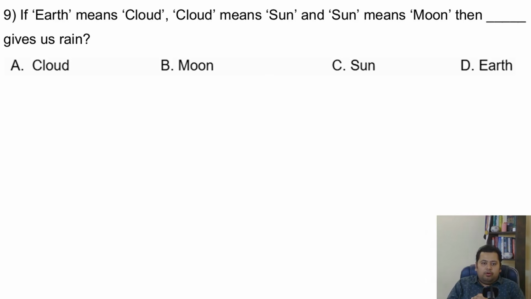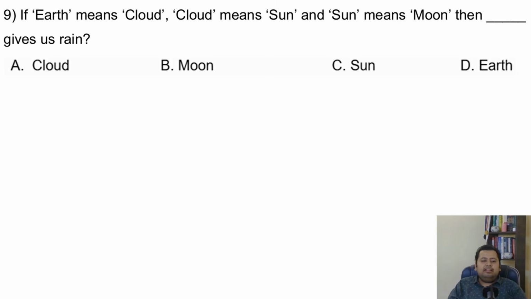If earth means cloud, cloud means sun, and sun means moon, right? Then dash gives us rain. So what gives us rain is what we first have to find out, and then understand what that is called as. Pause the video, solve it, and then look at the solution.